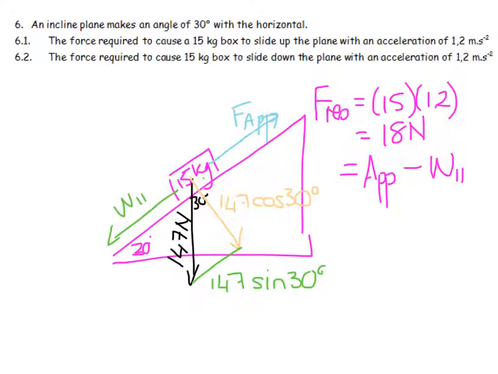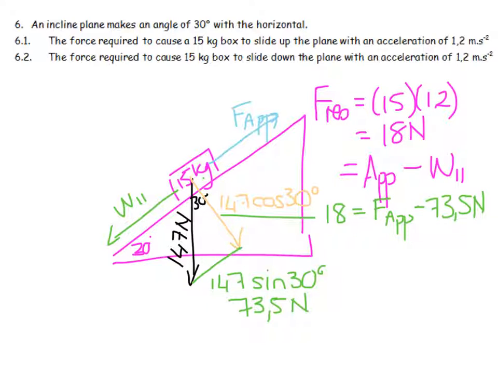At the moment, I'm only interested in the component parallel. That turns out to be 73,5 newtons. We don't have friction, so we're not too worried about what's going to happen with the normal. We don't need to work that out right now. So, I know that 18 is equal to some or other applied force minus 73,5 newtons. So therefore, my applied force is going to be 91,5 newtons up the plane.